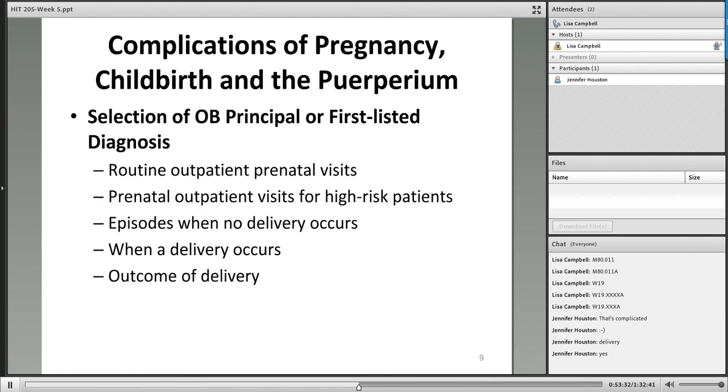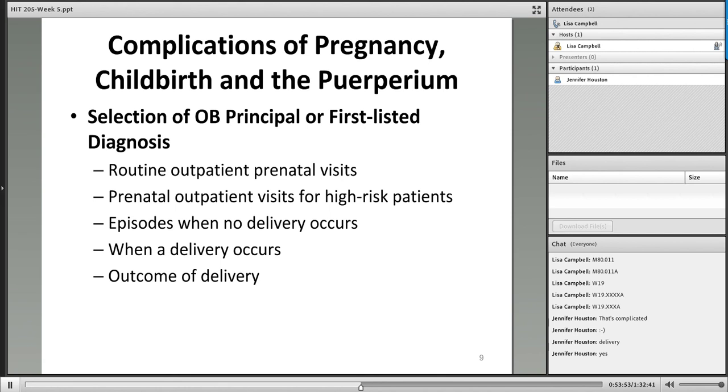But your first code is going to say Z34, for example, 00. Routine outpatient visit, first pregnancy, normal, no problems, etc. Okay. Let's see what else I wanted to show you. The last thing. Outcome of delivery.